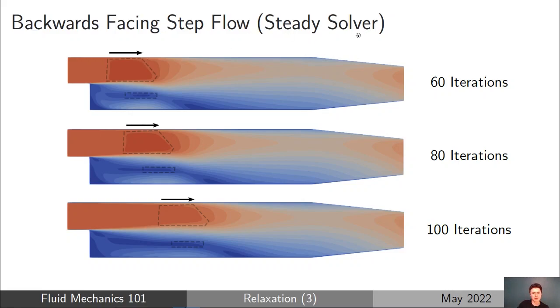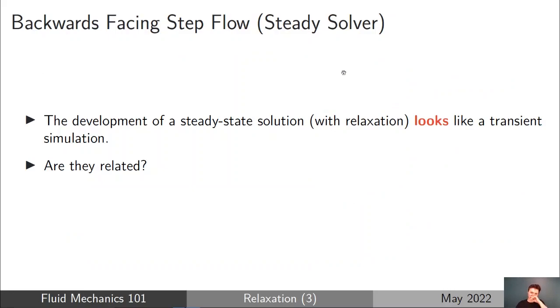So the development of the steady state solution looks like what we might expect a transient solution to look like as the flow develops. It's being pushed and it's moving from left to right all the way through the solution domain. And that's the key observation that I wanted to make to start off this talk, is that the development of the steady state solution when we apply relaxation looks similar to a transient simulation.